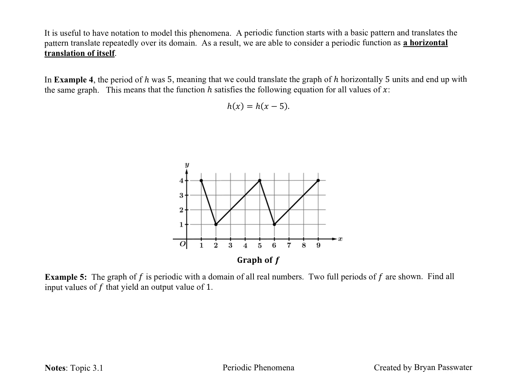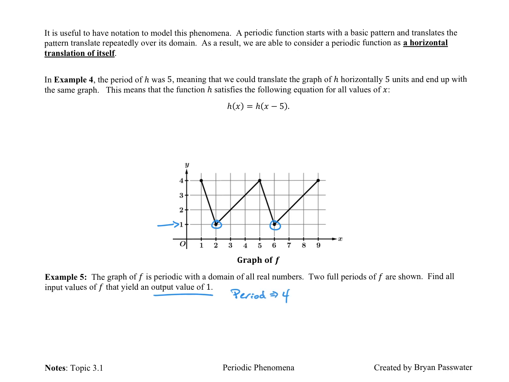The graph of f is periodic with the domain of all real numbers. 2 full periods of f are shown. Find all input values of f that yield an output value of 1. So 1 is our output value down here, yes? And so what input values yield an output value of 1? 2 and 6, right? And so how often will these occur? What would be its period? 4. So the period would be 4.